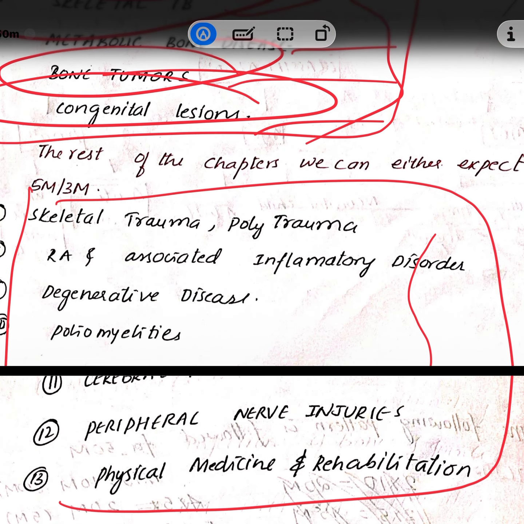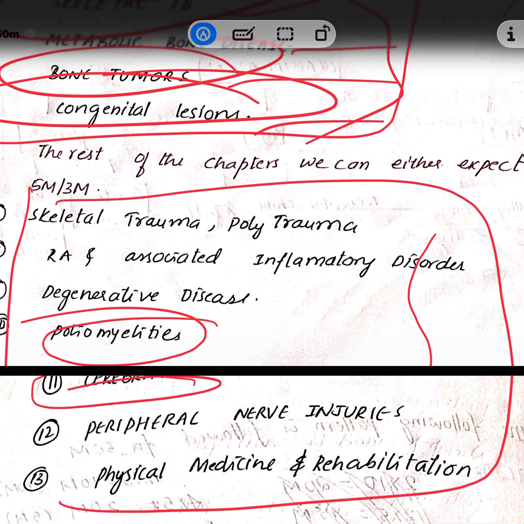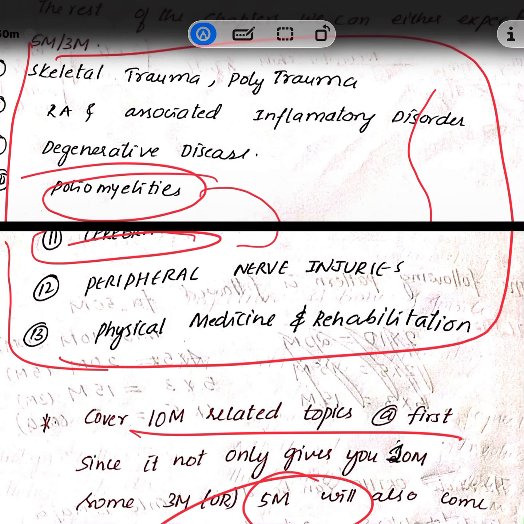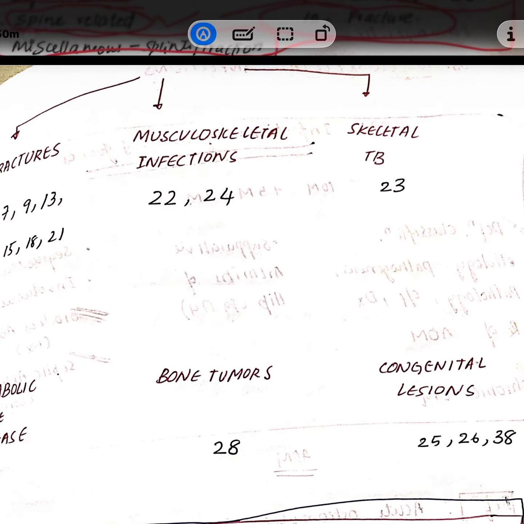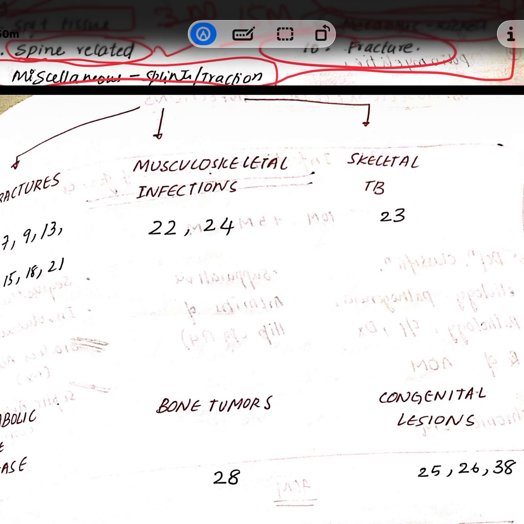Again, I want to talk about a few things about poliomyelitis and cerebral palsy. Though these are included in the competency, not many questions are asked. So make sure you study something about cerebral palsy and poliomyelitis, so that you never leave any question blank. That's it. Coming to, we will follow the same approach.